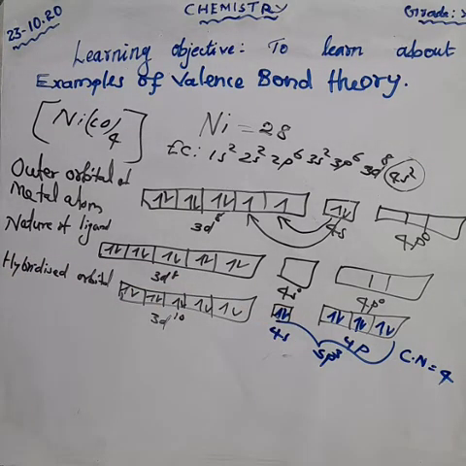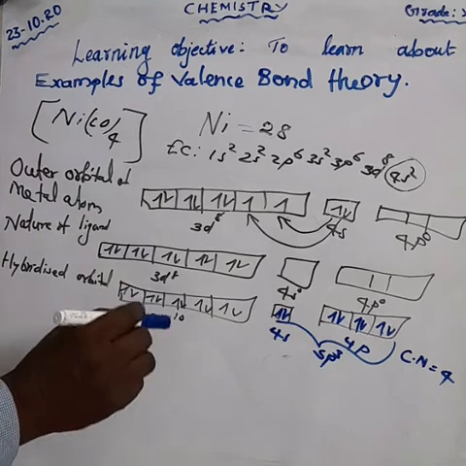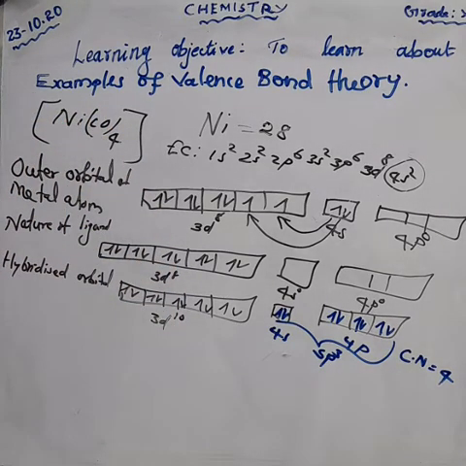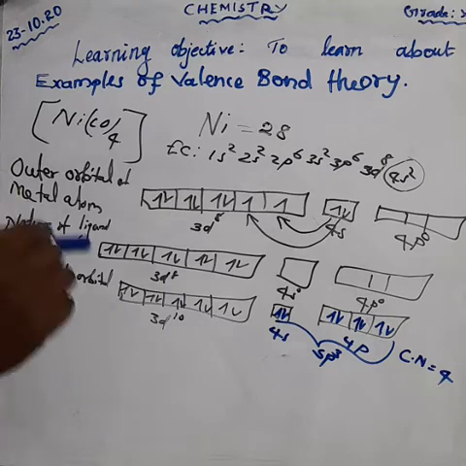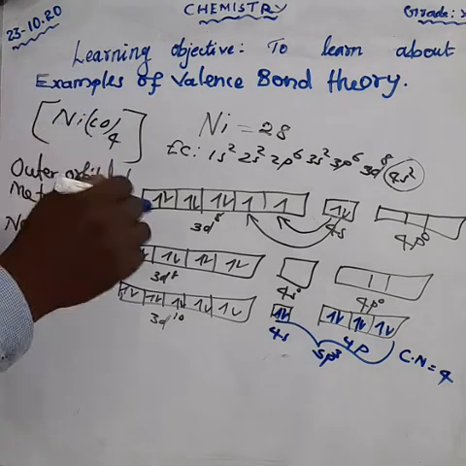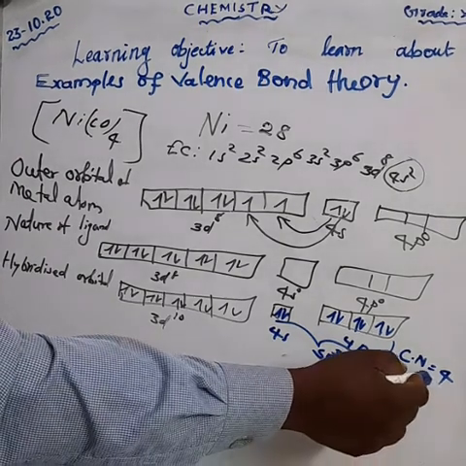So, in the valence bond theory, after the 6th point, the hybridized orbitals are directional and their orientation in space gives a defined geometry to the complex ion. After that, we have a tabular column. In that tabular column, it explains the hybridization, geometry, and also the coordination number. Here the coordination number is 4.